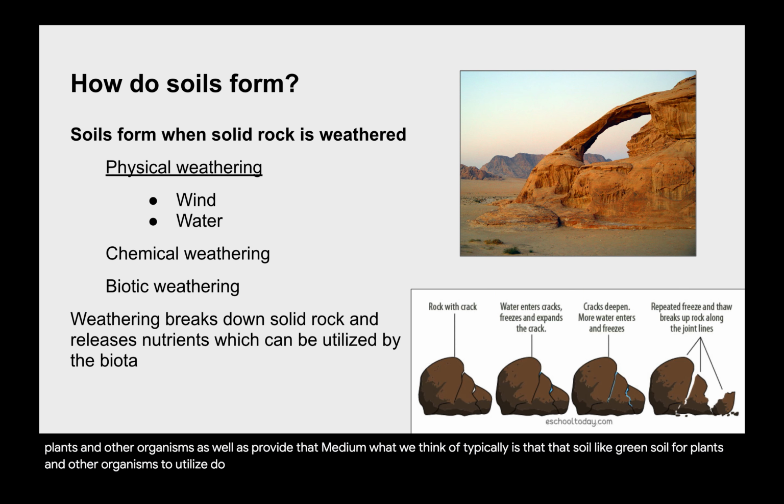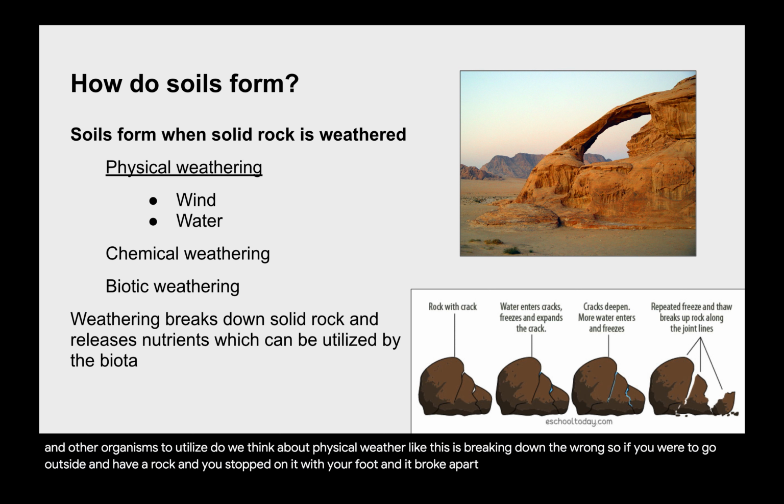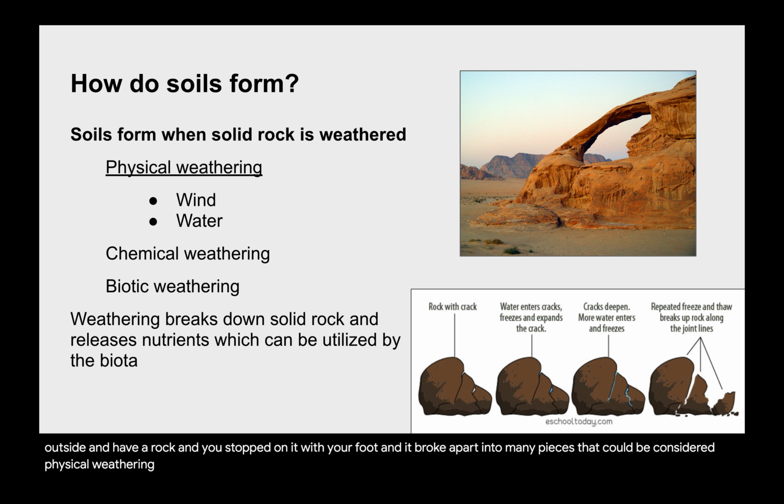So if we think about physical weathering, this is physically breaking down the rock. So if you were to go outside and have a rock and you stomped on it with your foot and it broke apart into many pieces, that could be considered physical weathering. In nature, what's going to start breaking down rocks into smaller pieces are forces like wind and water. Slowly, over time, it's going to lead to erosion.